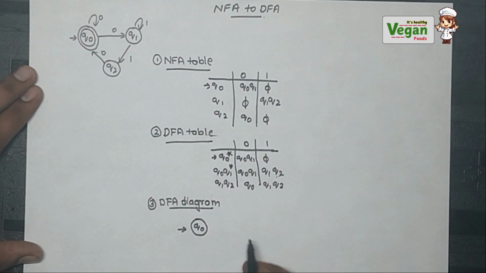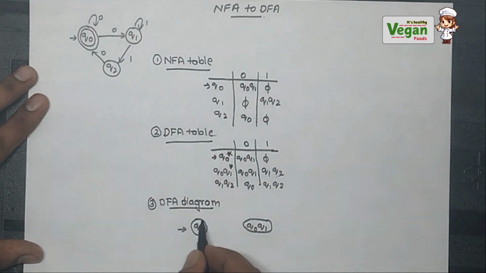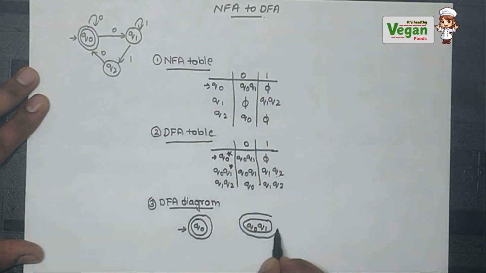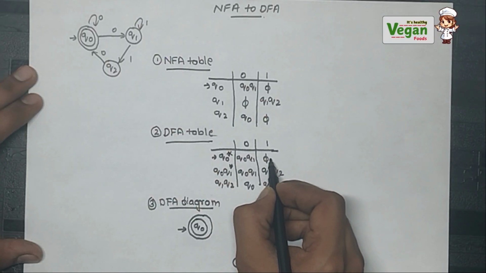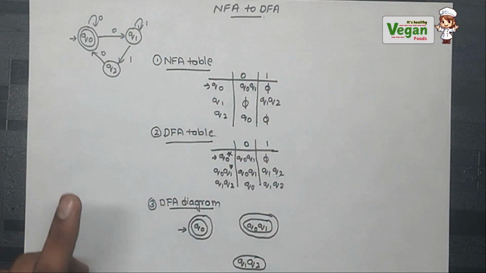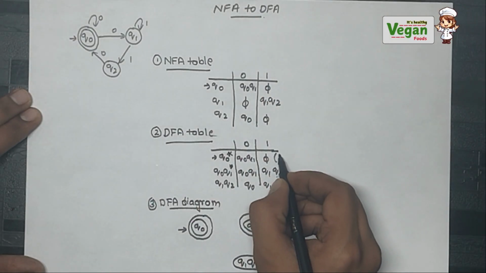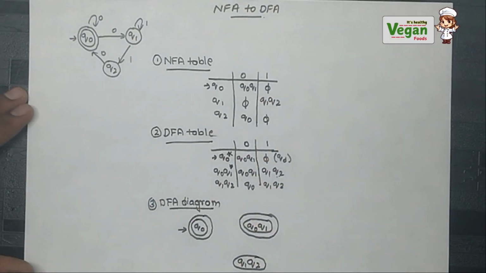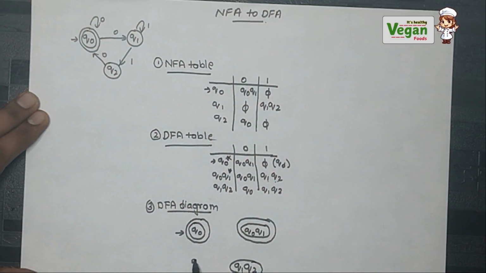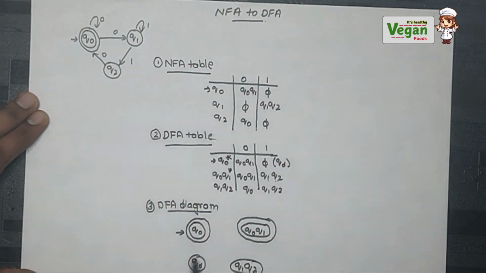So if you draw the DFA diagram, Q0, next Q0, Q1. For the final states, what you will be doing? You will be putting 2 circles, for Q0 also, and Q0, Q1 also. Next Q1, Q2. Here we are having another one, that is phi. How to represent phi? Let's name it as Qd, Q and small letter d. It represents the phi value. So I will write Q small letter d here.